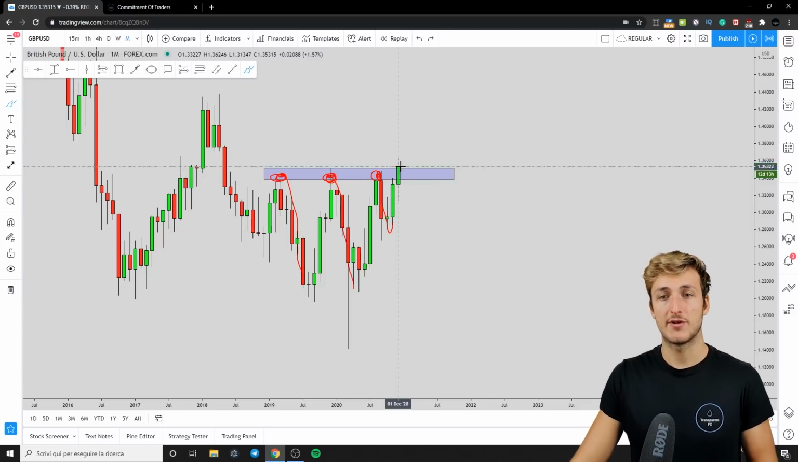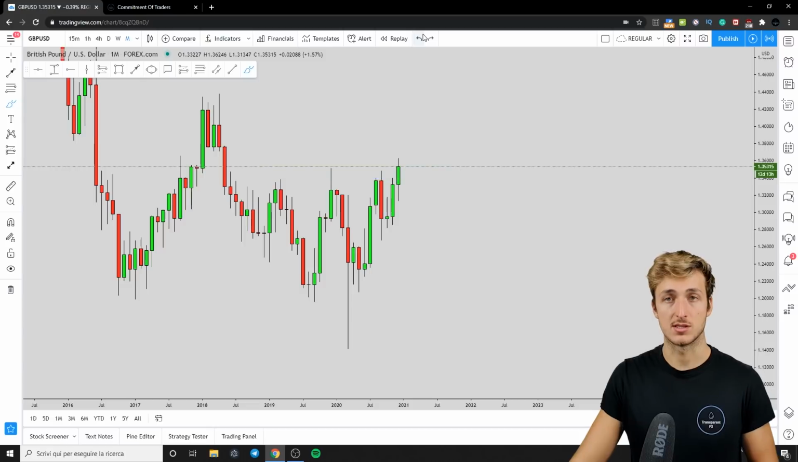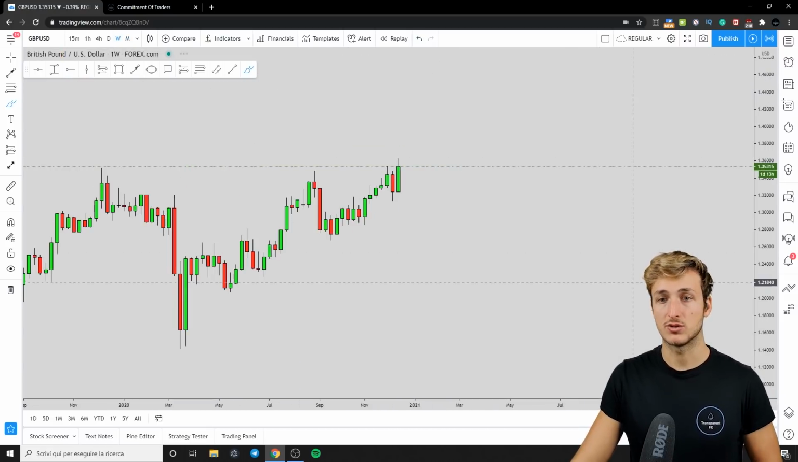So we still don't have a confirmed break above this supply, and the market can still easily close lower, basically respecting this area as resistance. Perfect. Now we know what is going on from a monthly perspective. Let's go down on the weekly.